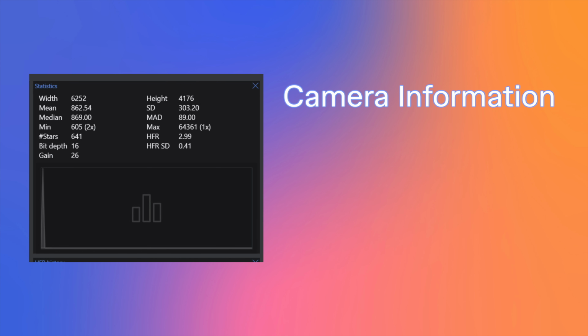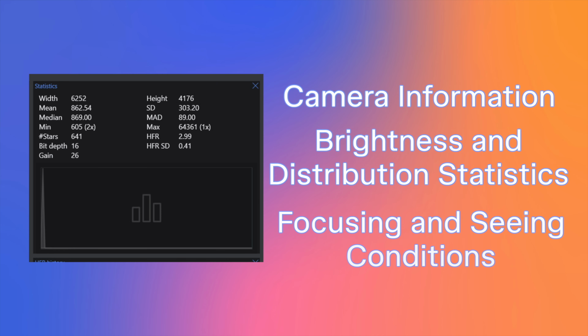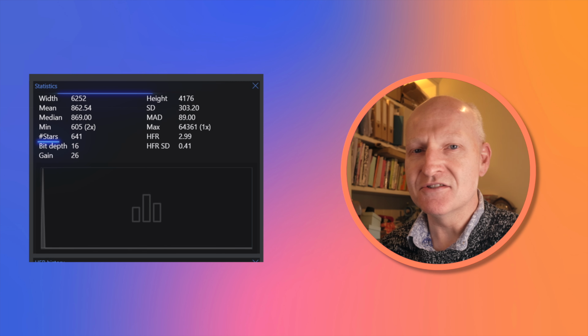So we're going to split this into 3 sections because really the statistics on screen just show 3 things. They show information about the camera, they show brightness and distribution statistics, and then they also show focusing and seeing condition statistics. So if we move to the section first that is about the camera, which are these sections here.